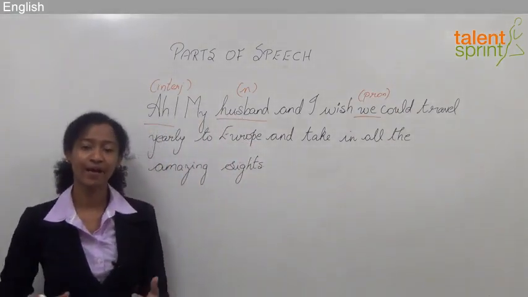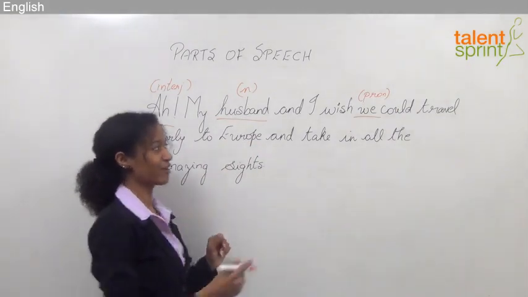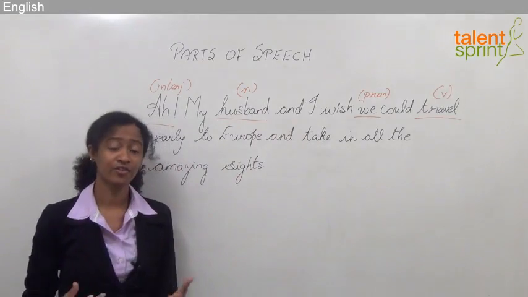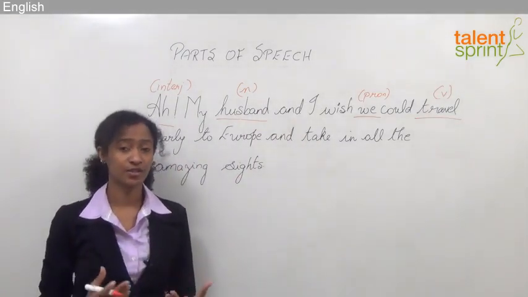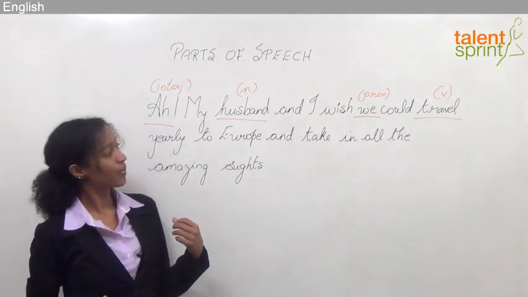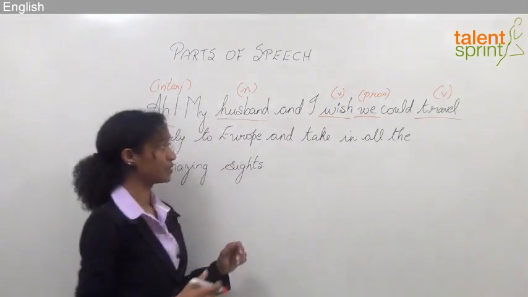Okay, so where is our action word that is denoting action? Travel. So that's our verb. Okay, we also have another verb. The verb is not only an action word, it also expresses a state of being. So wish is our verb, which is a state of being as well.